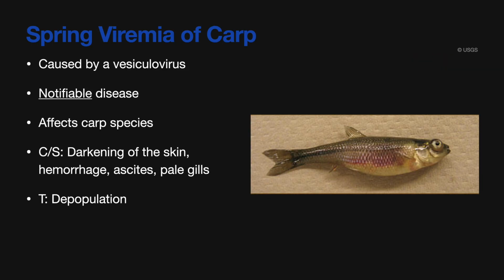Spring viremia of carp is caused by a vesiculovirus. This is a notifiable disease in most areas. Clinical signs include darkening of the skin, hemorrhage, ascites, and pale gills. Treatment involves depopulation.